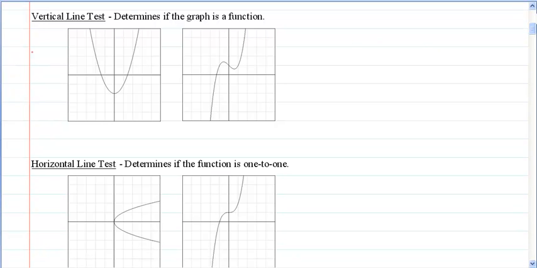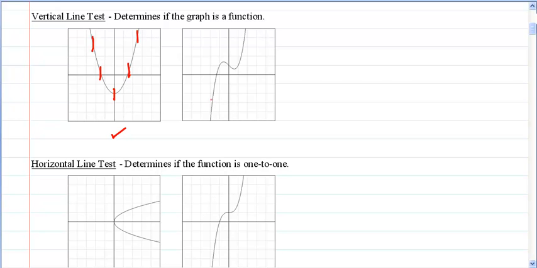So first let's look at some definitions, and the first one is the vertical line test. The vertical line test is used to determine if the graph is a function. And if I draw a vertical line through any point on this graph, the vertical line will never touch the graph more than once. So therefore, this is a function.